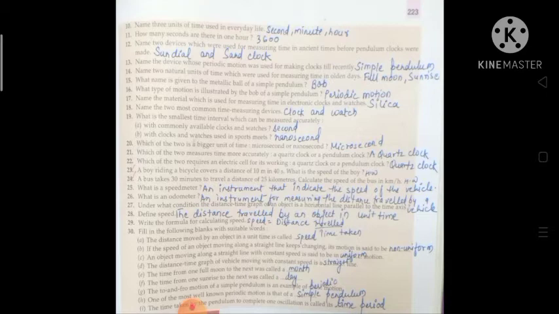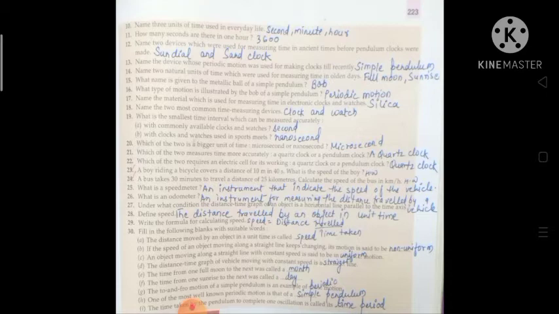Then 20. Which of the two is a bigger unit of time? Microsecond or nanosecond? Answer is microsecond is the bigger unit. 21. Which of the two measures more accurately? A quartz clock or a pendulum clock? So the answer is a quartz clock. Then 22. Which of the two requires an electric cell for working? A quartz clock or a pendulum clock? Answer is a quartz clock.